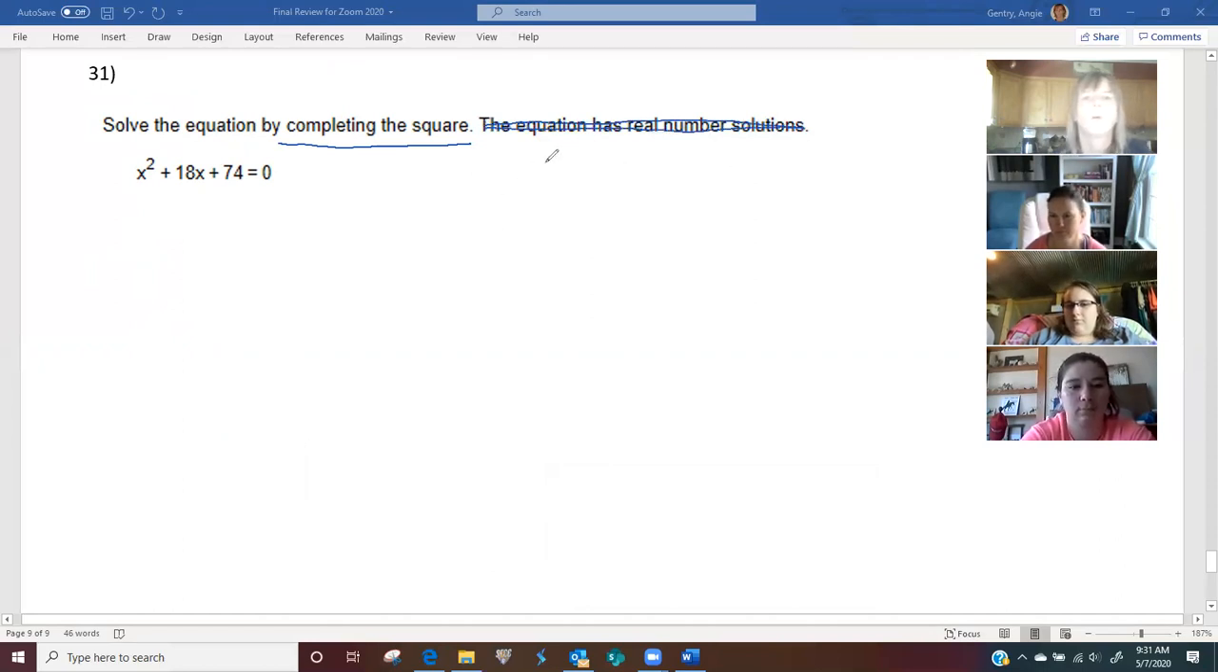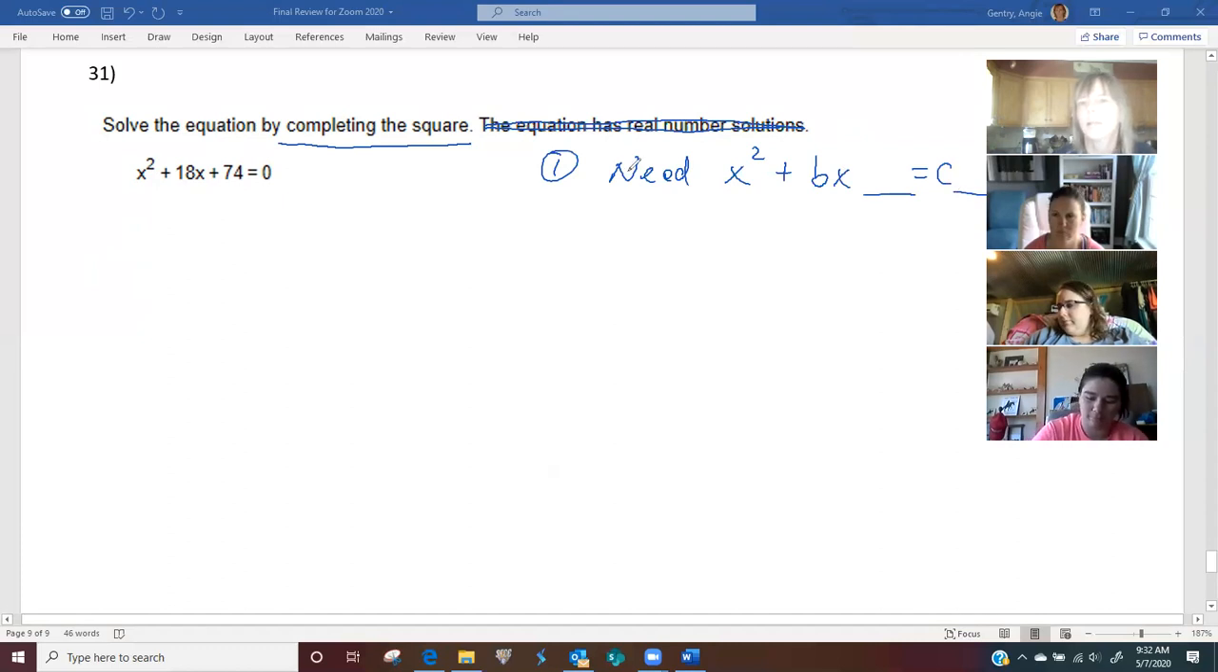So step 1, if I'm completing the square, this is my goal, right? I need this thing to be a 1. In this case, it's already there, so that's kind of a gift. So I need to move over that 74. And then I do my little blanks.